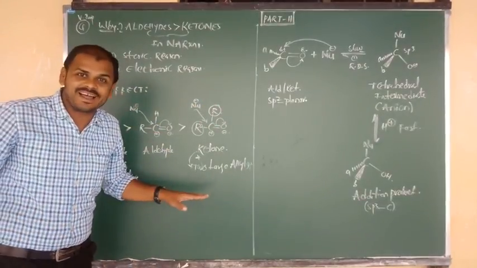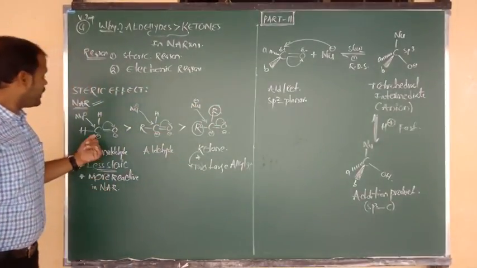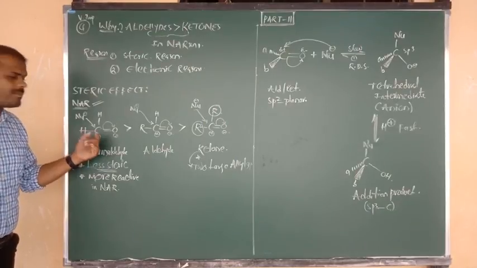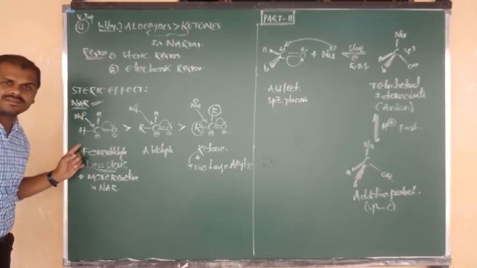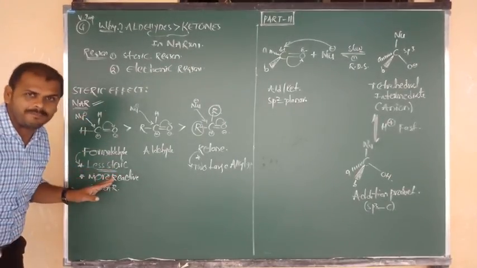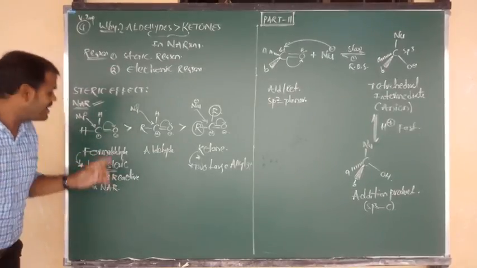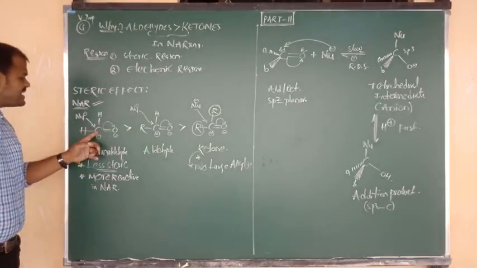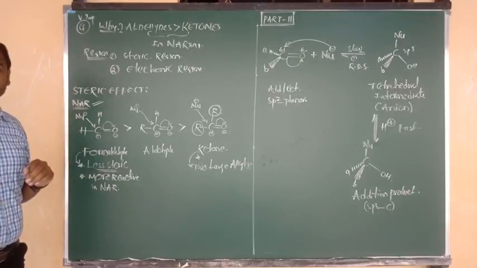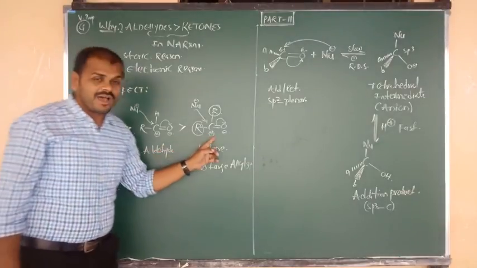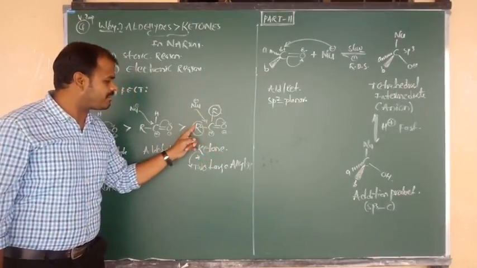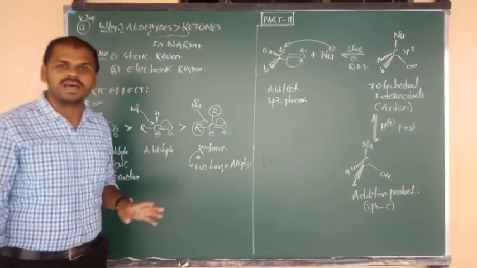I hope you understand. Once again, in formaldehyde, around the carbonyl carbon, two free H atoms are there. So it is a steric-free compound, with no repulsion, and the carbonyl carbon is easily attacked by the nucleophile. But in the case of a ketone, around the carbonyl carbon, two large alkyl groups are there.